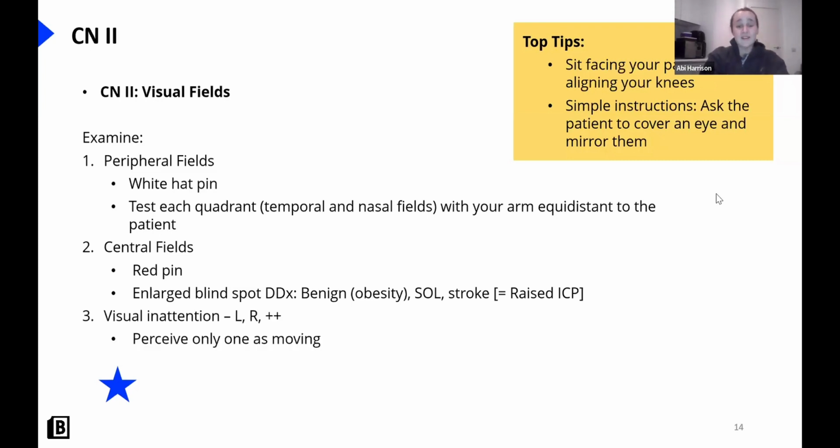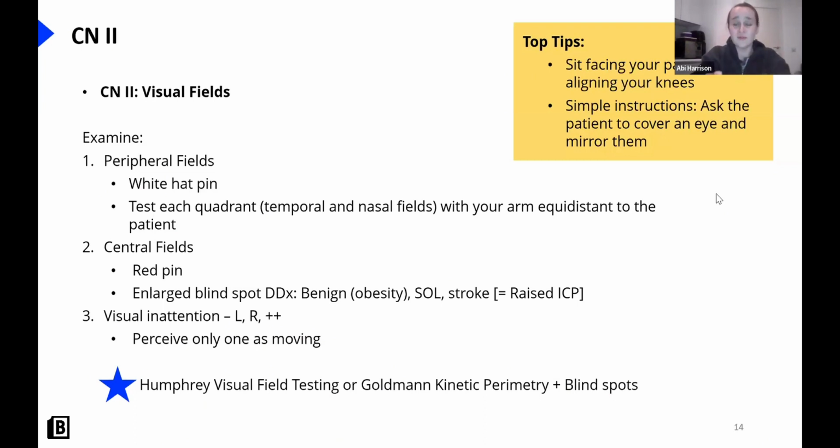Visual inattention, I typically do when I'm sat close to the patient as well. So using both hands at the same time, you're going to ask the patient to stare straight ahead and stay looking at your nose. You're going to move first one finger and then the other finger, each time asking the patient which is moving. And then the important part of the exam is to move both at the same time and ask which the patient sees as moving. They should see both, that's what a normal person can see. If someone has got something like a stroke, they might only perceive one as moving.